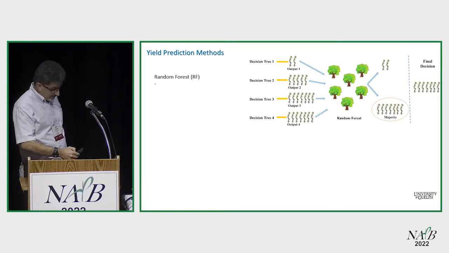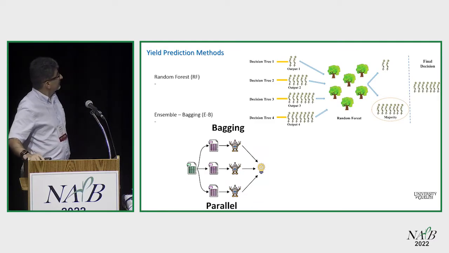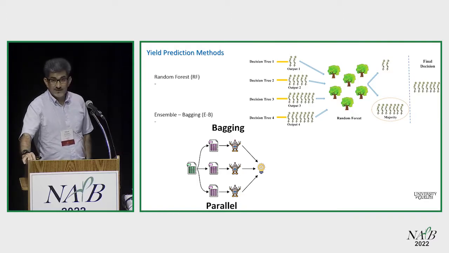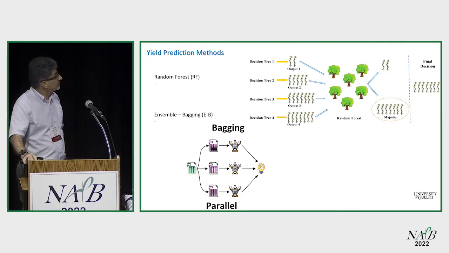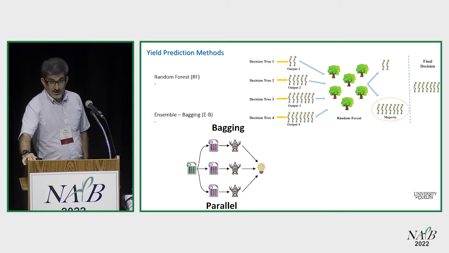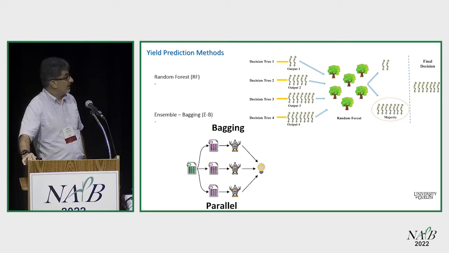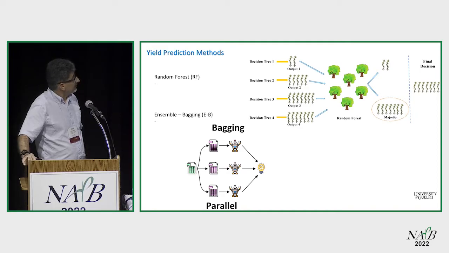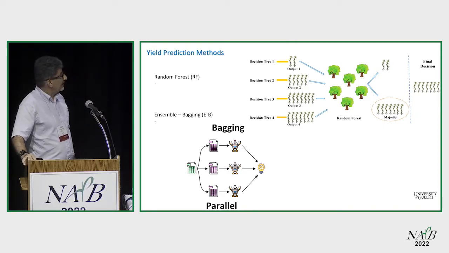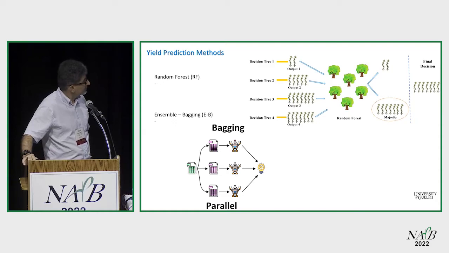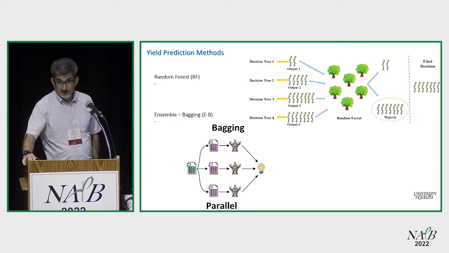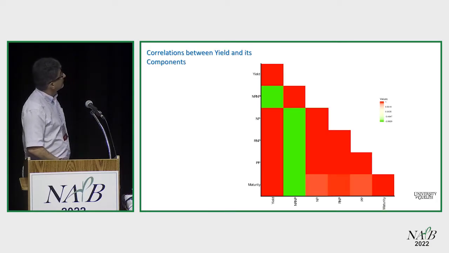In addition to individual machine learning, we also use ensemble bagging, which combines these three machine learning models to see if we could improve the accuracy of the model. In this model, all three machine learning models are trained independently in a parallel system, and after that, the results are averaged to get the final product.